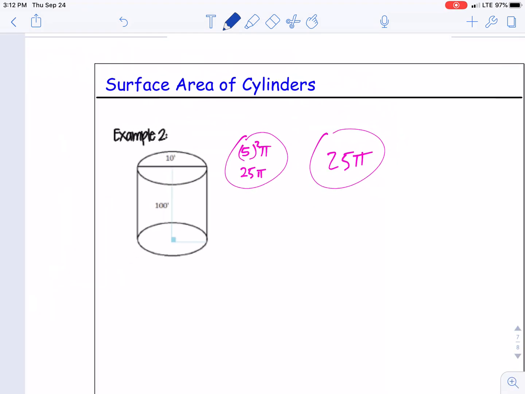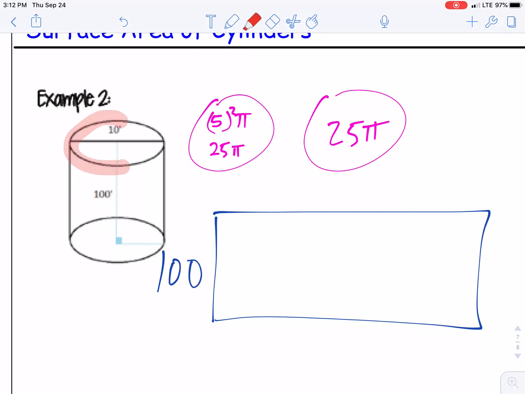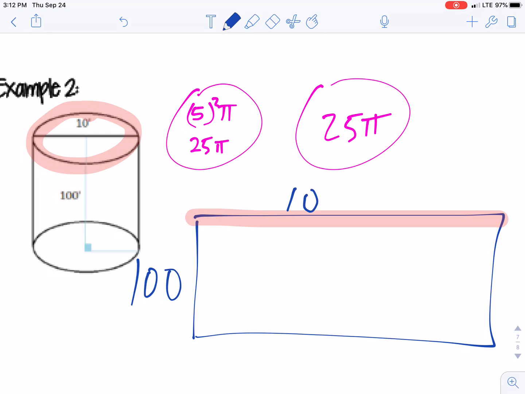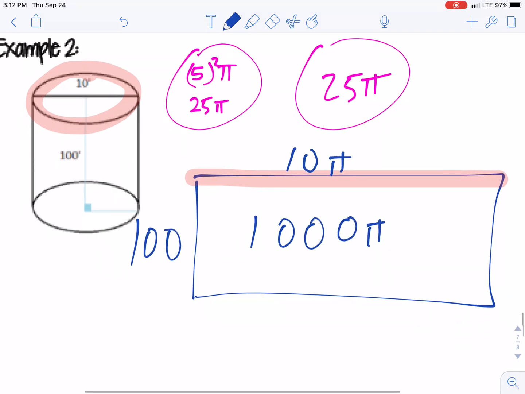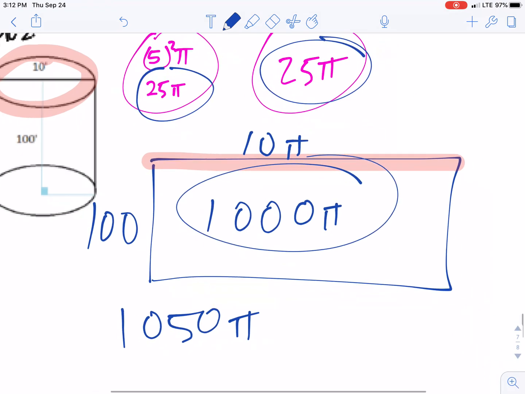And then we're going to do our rectangle. Our height is 100 this time. And again, the distance around is the distance on the top here, and that's the circumference of the circle, which is diameter times pi, so that's 10 pi. It is the same type of problem, but they're very similar numbers, so everything's going to look and feel the same. So this is going to be 1,000 pi, 1,050 pi when I add 25 pi, plus 25 pi, plus 1,000 pi.